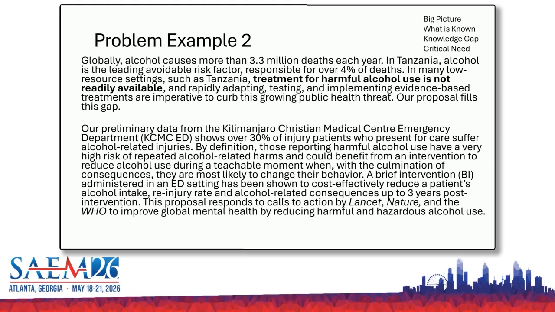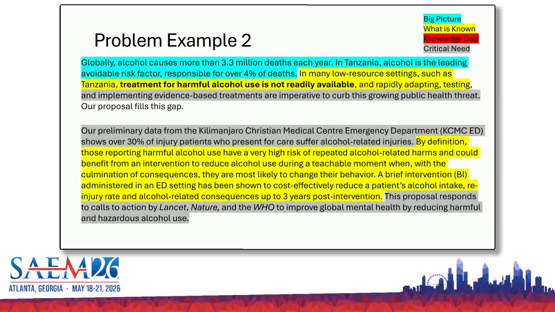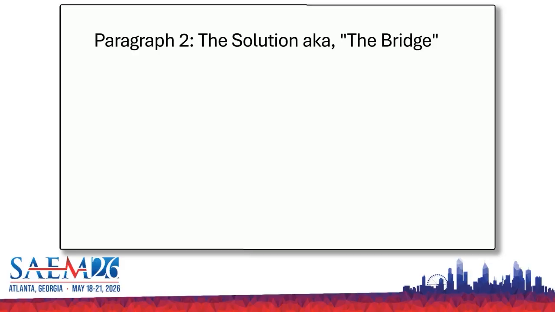All right, so that's the problem too, and this is how I coded it when I went through it. But interestingly, what's missing is red, and that's the knowledge gap. And I think that would be a major red flag as a reviewer. All right, so let's quickly move into the next phase.